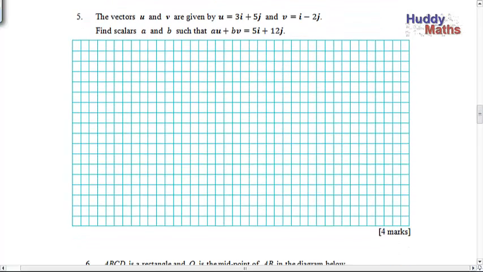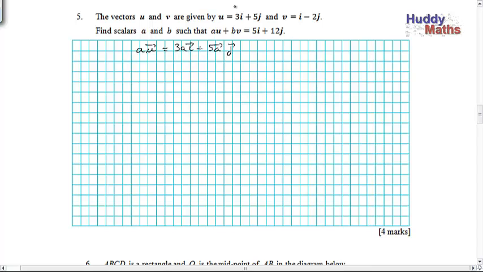Okay, here's question 5. Vectors u and v are given by those 2. Find scalars a and b, so that au plus bv equals 5i plus 12j. So let's work out a is a scalar. a times u would be 3ai plus 5aj.